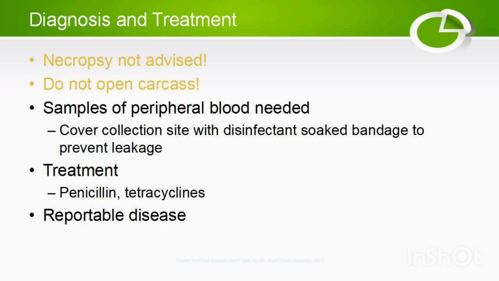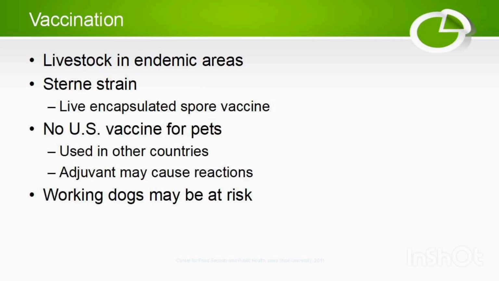The organism is very sensitive to penicillin and tetracycline, and these are the antibiotics of choice if infection is detected early. Annual vaccination of livestock in endemic areas is recommended. The most widely used vaccine is the Sterne strain vaccine. Immunity develops 7 to 10 days after vaccination. The vaccine produced in the US is licensed for use in livestock only.